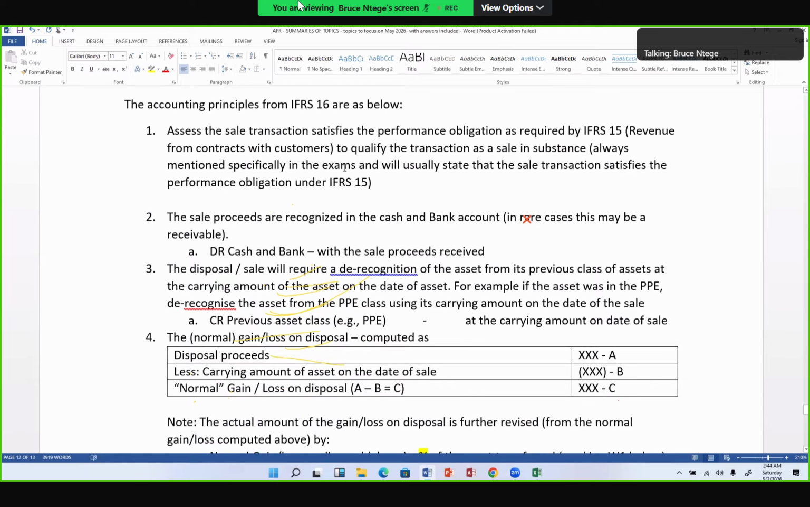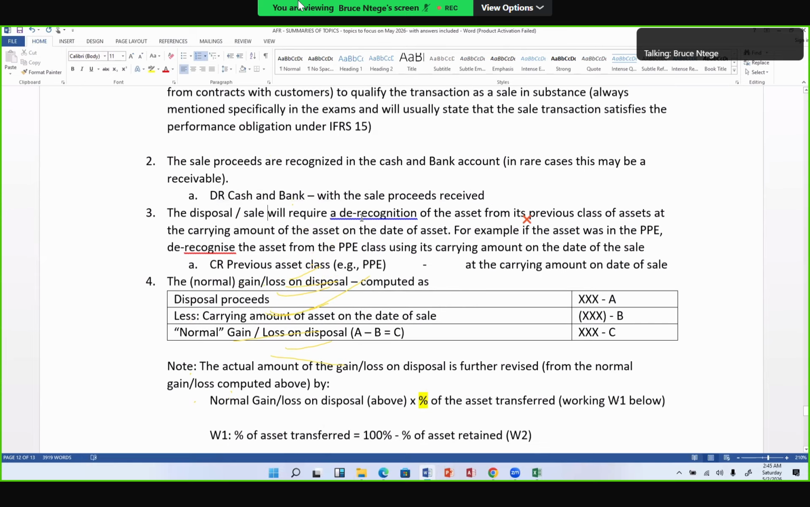They will tell it to me that the sale satisfied the transference of performance obligations in accordance with IFRS 15. You say, take that one, I've picked it. Number 2, I will also get it because in the scenario, they will tell me what was the money you received on the disposal. So I'll debit it in cash and bank. Number 3, I'll also get that one, perhaps, because I'll take out that asset from PPE with a credit entry using the carrying amount it had on that date.